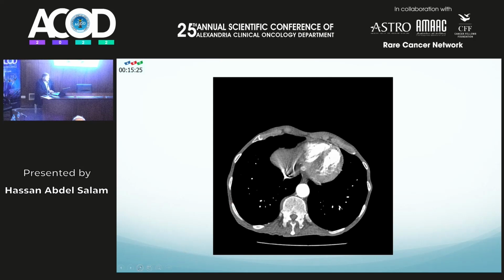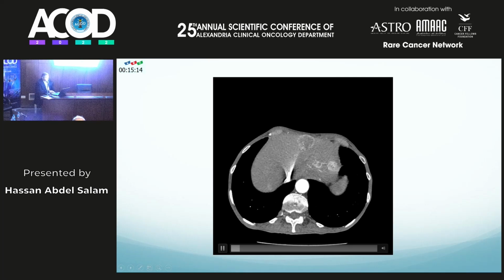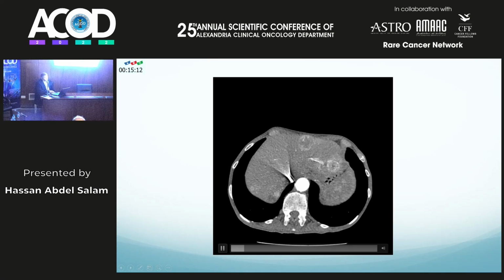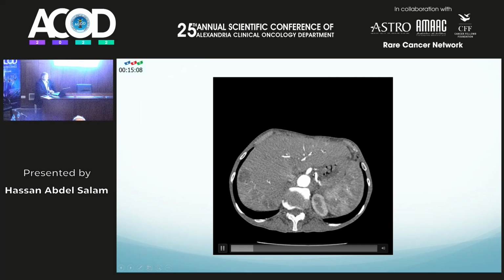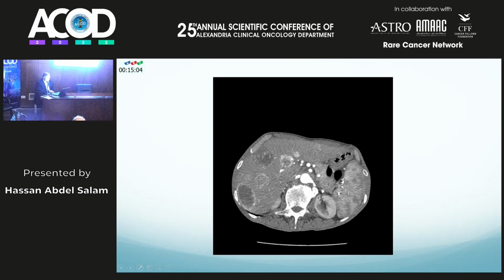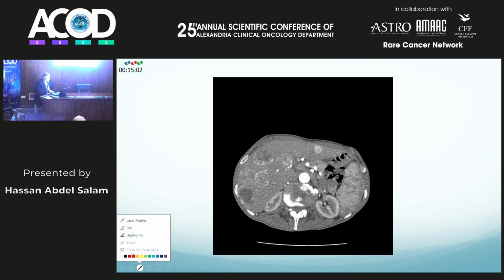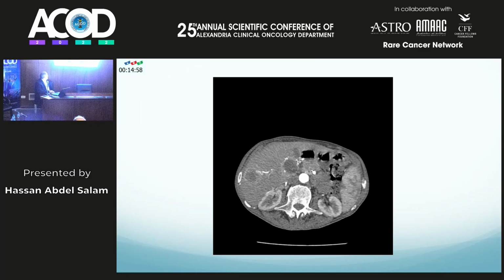This is the CT angiography. I hope we can run it. Okay, so this is the CT angiography. You can see the liver mets, hypervascular liver mets everywhere. All these are liver. These are the liver mets.